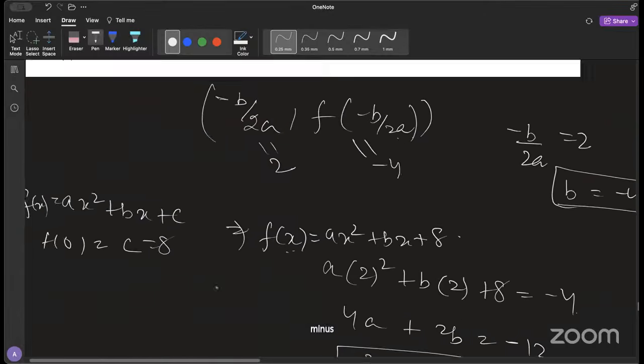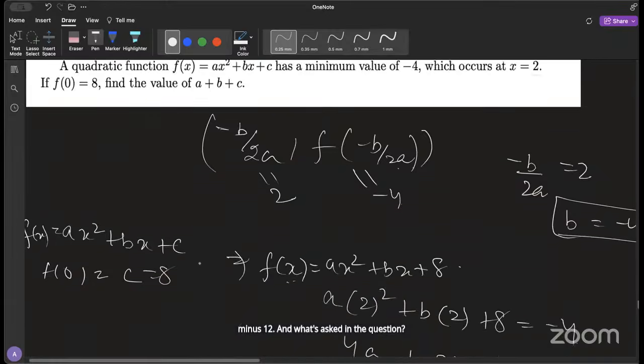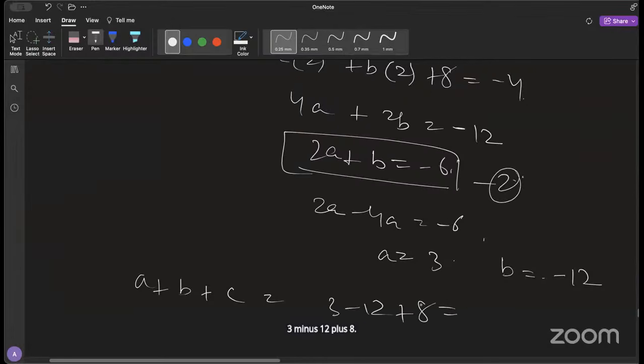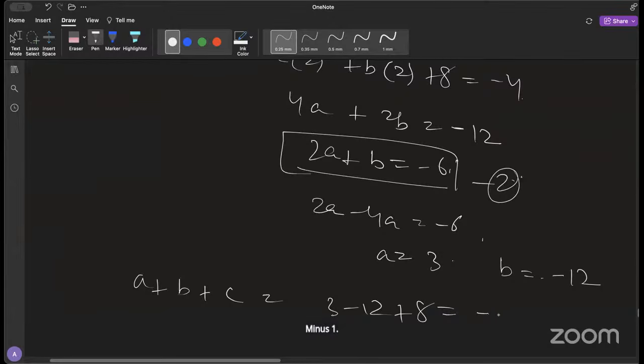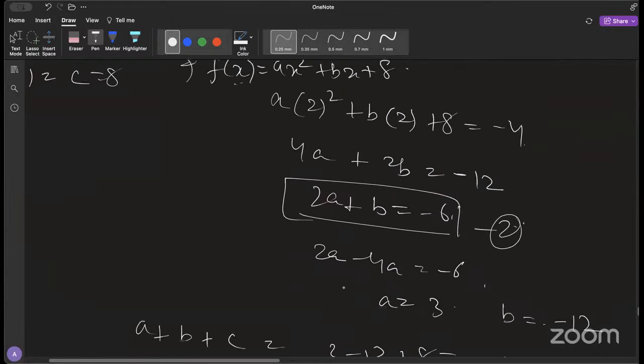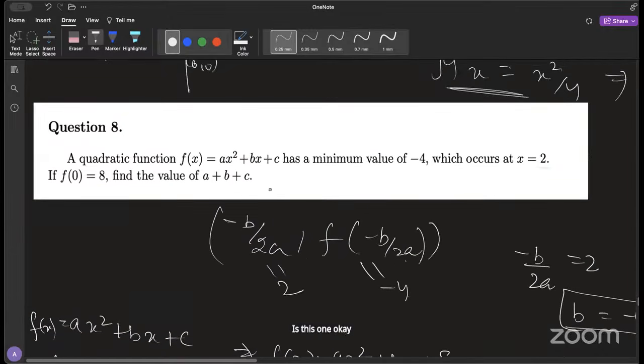And what's asked in the question? You've been asked to find the value of a plus b plus c. So it's 3 minus 12 plus 8. Minus 1. Is this one okay?